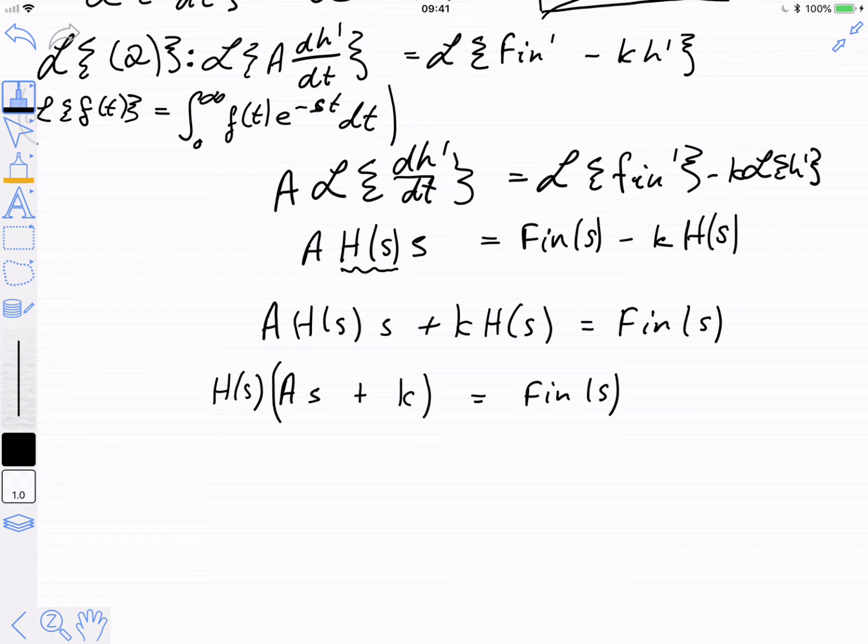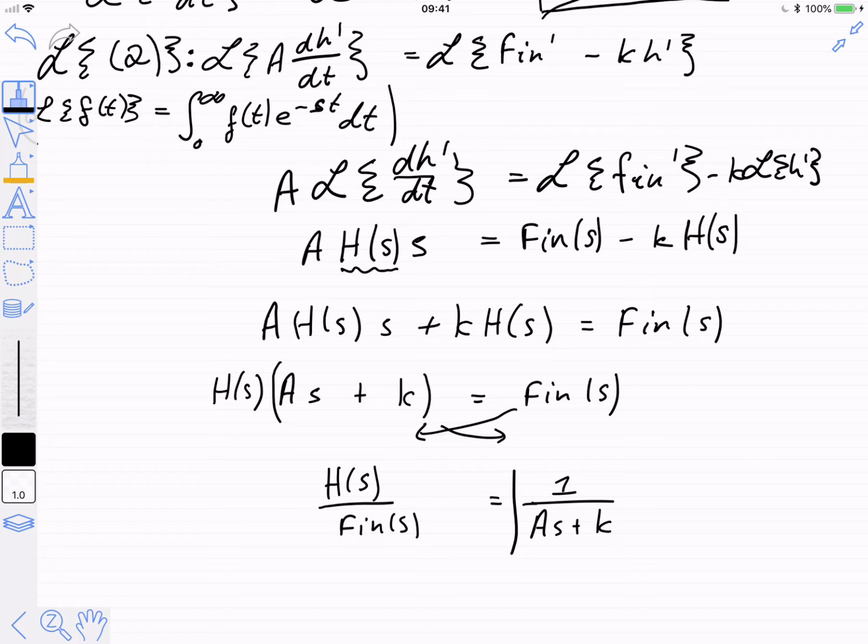What we typically want to do is have a function which has the property that I can multiply by the input in order to obtain the output. And this is what is called a transfer function. So to do that, I'm going to manipulate this. I'm going to take that to that side and that to that side. Now, this construct, this ratio between the output and the input, is called the transfer function relating h to F_in.